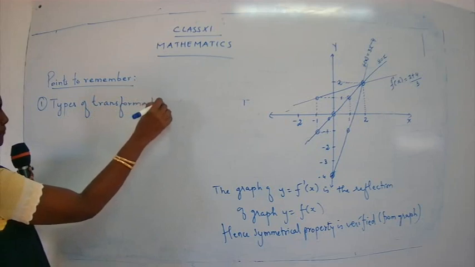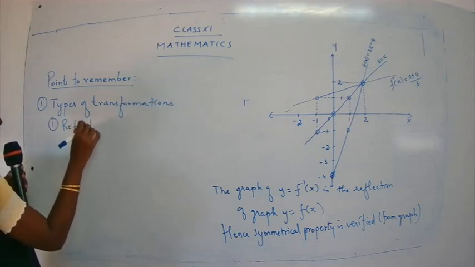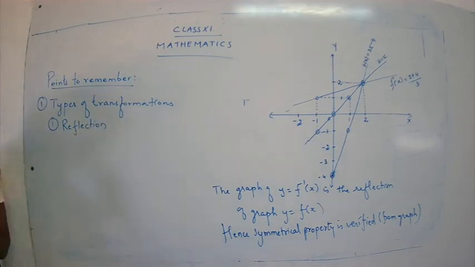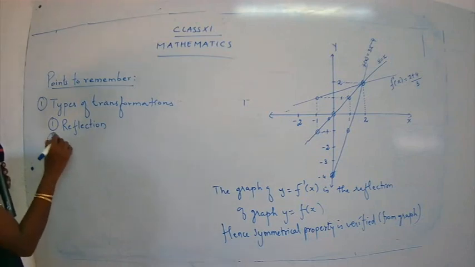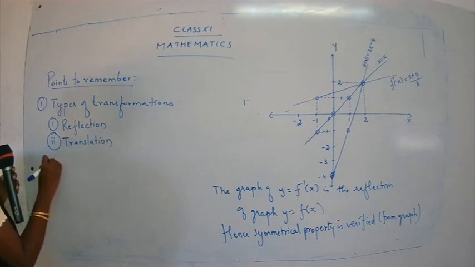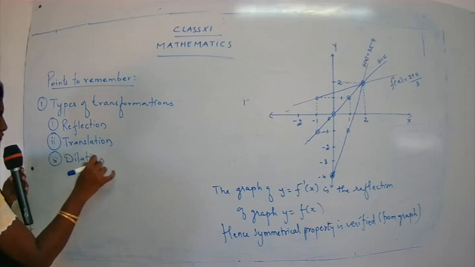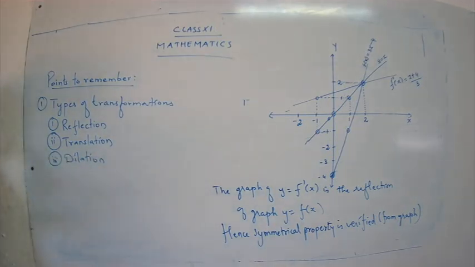First one, reflection. Second one, translation. And the third one, dilation. So what are the three different types of transformations? The first one is reflection, the second one is translation, and the third one is dilation.